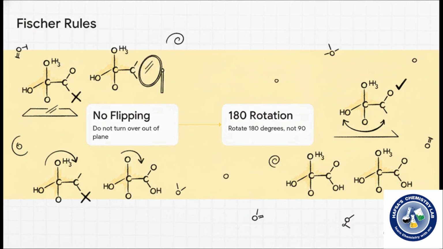You absolutely cannot pick a Fisher projection up off the plane of the paper and flip it over like a pancake. If you do that, you accidentally create the enantiomer, the mirror image. You're totally safe to rotate it 180 degrees around on the paper, but rotate it just 90 degrees? Nope, forbidden. That ruins the entire spatial configuration.